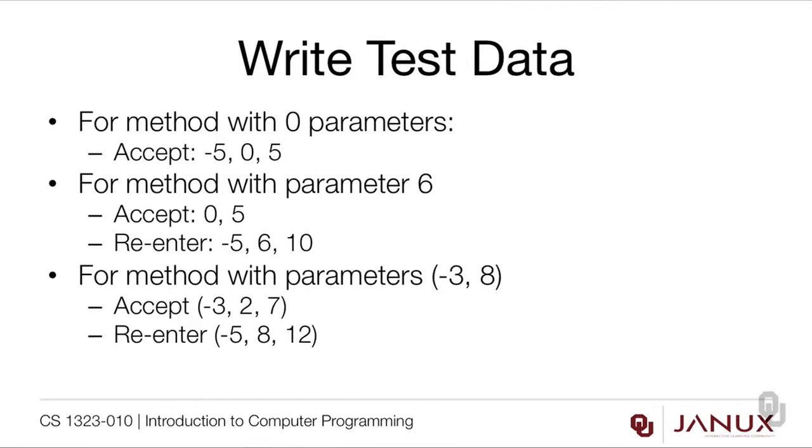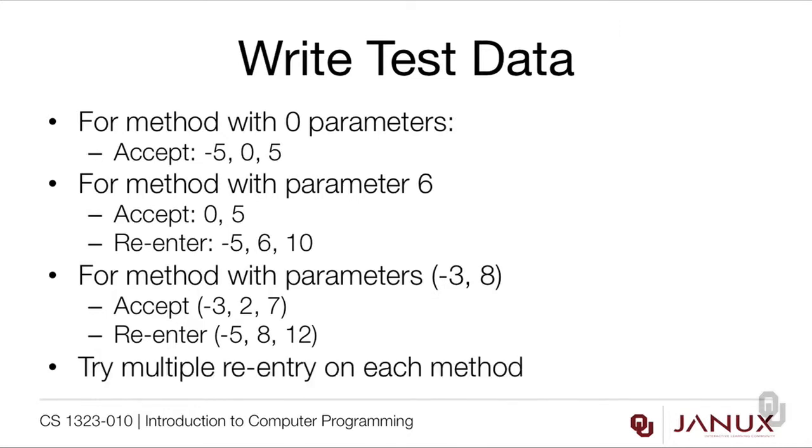For the method with parameters -3 and 8, we would accept -3, 2, and 7, and we would need to re-enter -5, 8, and 12. So again, checking all the boundaries. Of course, we also want to try multiple re-entry on each method to make sure that that's working every time.